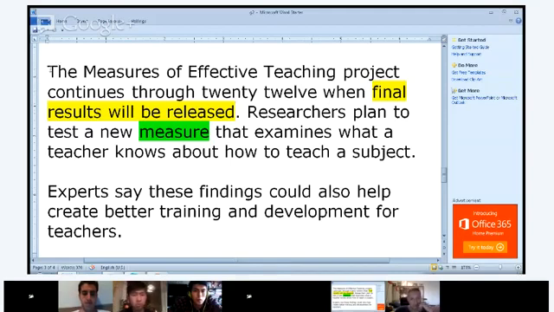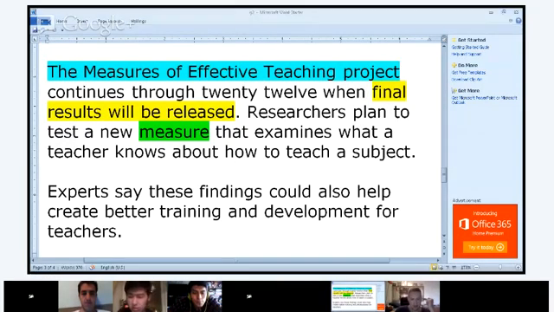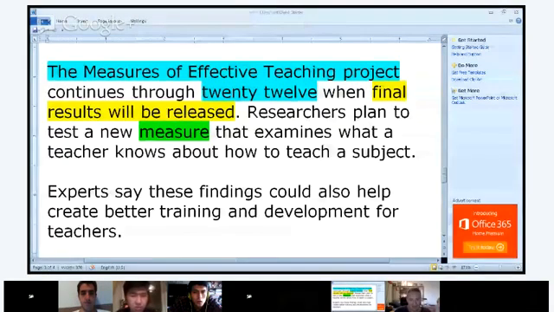That's fine. Let's get some help from another student. So the Measures of Effective Teaching project, the final results will be released when? Anyone? In 2012? Yeah. So what does that mean? Sorry, what does it mean? It says in the article, remember, the article was written in 2010.